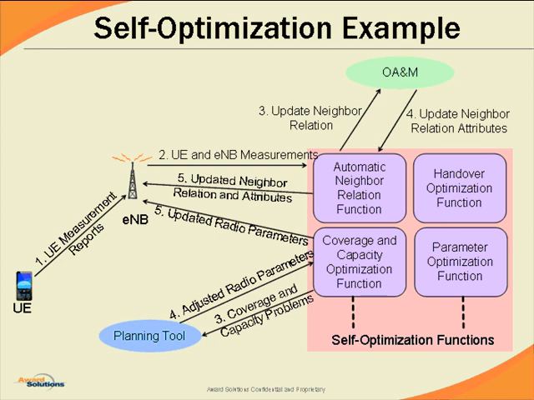Just one simple example, and I will give you details later. The idea here is that we want to optimize our neighbor list. So basically, our eNodeB has some initial, perhaps, neighbor list obtained from perhaps some O&M system. And now, the UE is sending measurement reports. The measurement reports from the UE are processed by some automatic neighbor relation function. So it can work with other neighbors, it can work with the O&M system, and update the entry.